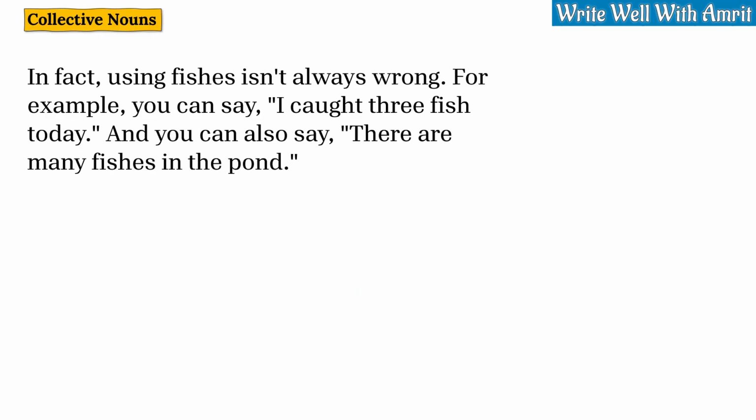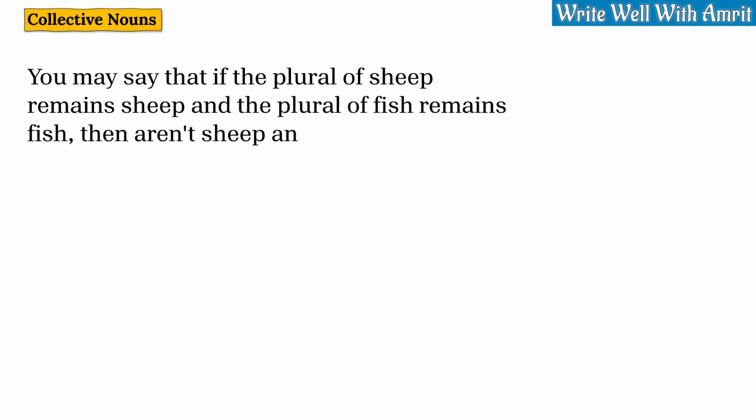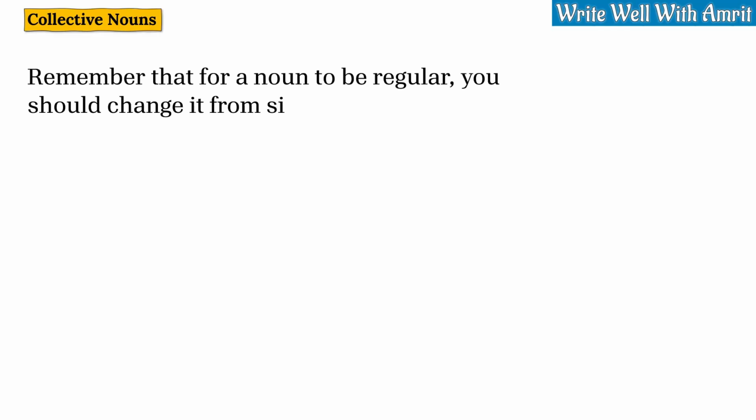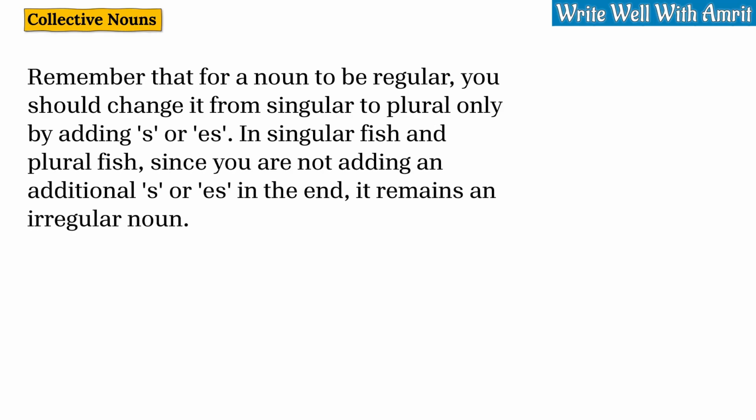For example, you can say, I caught 3 fish today, and you can also say, there are many fishes in the pond. You may say that if the plural of sheep remains sheep and the plural of fish remains fish, then aren't these sheep and fish regular nouns? Remember that for a noun to be regular, you should change it from singular to plural only by adding s or es. In singular fish and plural fish, since you're not adding any additional s or es in the end, it remains an irregular noun.